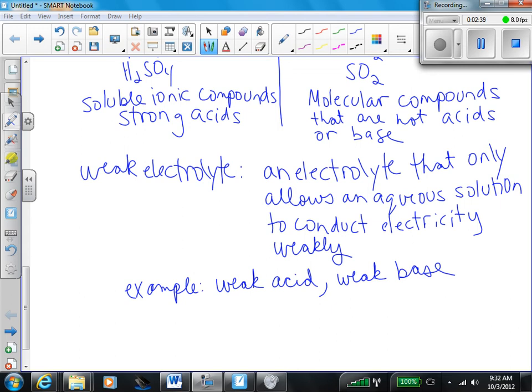So for now, we know that acids are compounds that start with hydrogen in the formulas. For this class for now, all acids are going to start with hydrogen. We learned about naming them earlier. And we're going to separate all the acids into strong and weak acids. And you'll also learn about strong and weak bases, but don't worry about that just yet.